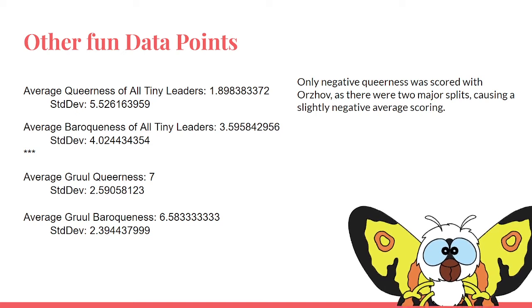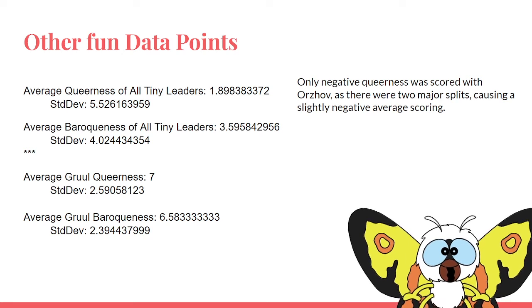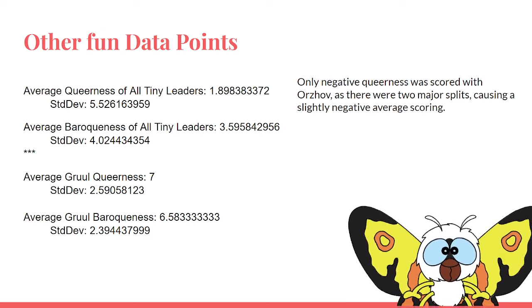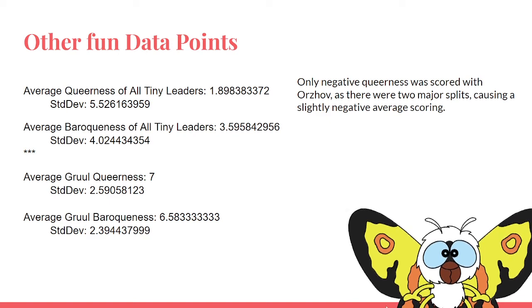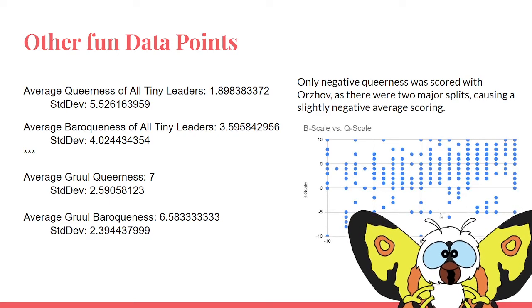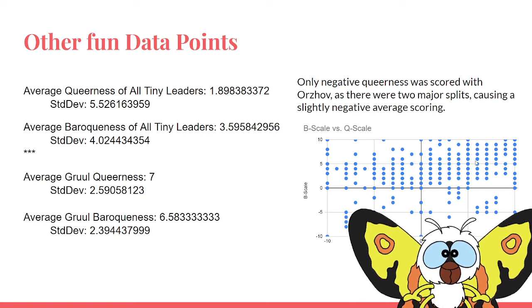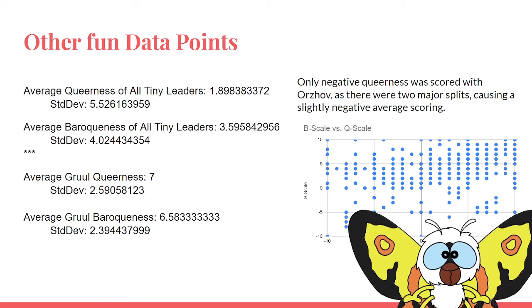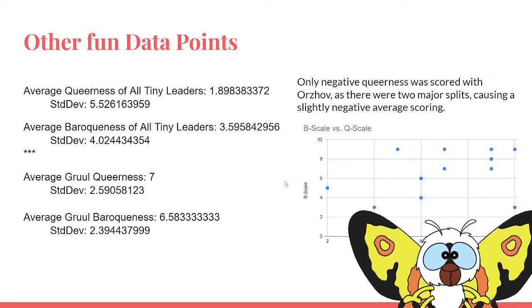So, this means that on average, Gruul is the most queer and baroque, which is interesting because none of the Gruul cards won the top 3 spots. Interesting. Also interesting, as you can see here, this is the average graphing of all the characters. As you can see, the majority of cards are either queer or baroque, and it is very unlikely for them to lack either of these qualities. This is how the Gruul graph looks.